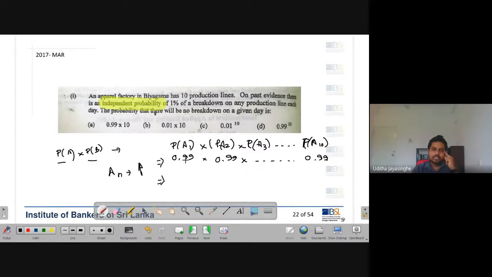Since it is independent events, the joint probability, the question is asking the probability that there will be no breakdowns on a given day. That's why I straightforwardly try to get this 99% into the head. No breakdowns as in, there is a 99% chance the machine is up. If there is breakdown, there is a 1% chance the machine is down. Yep. 99, 99, 10 times. The answer is going to be 99 to the power 10. Answer is going to be D. Independent events, independent machines, independent probabilities, so you can multiply.